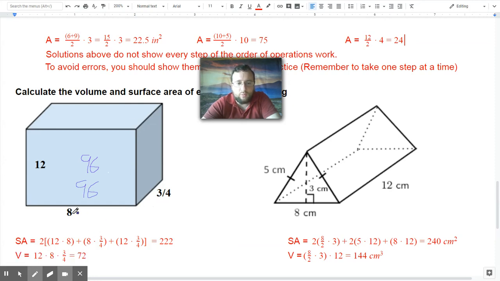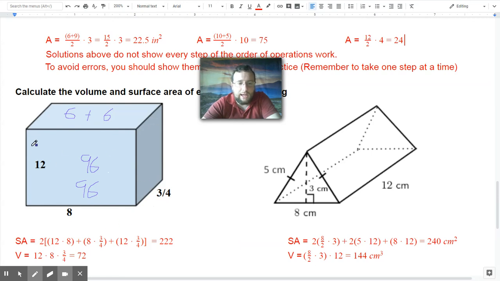And then you have this one right here, which is 8 times 3/4, and that's the area of that base or the area of the top, right? So 8 divided by 4 is 2 times 3 is 6, but you got 2 of those. You got the top and you got the bottom. So you got 6 and another 6 with that. So whenever you have boxes, you're going to always have paired sides.